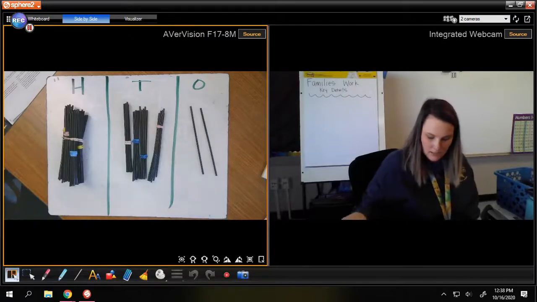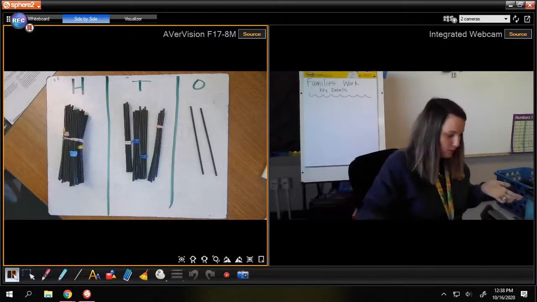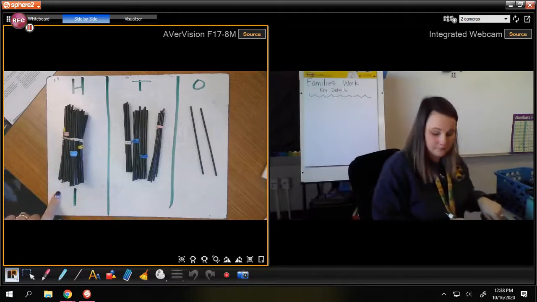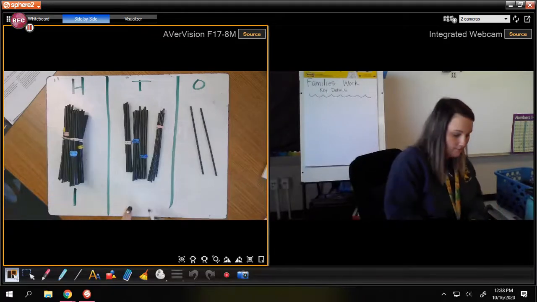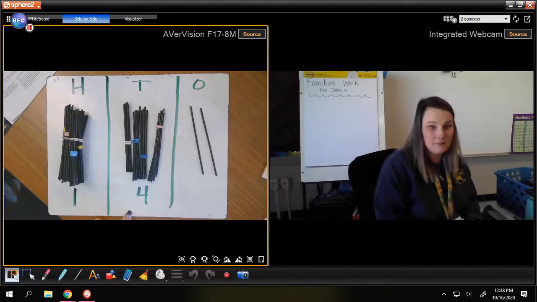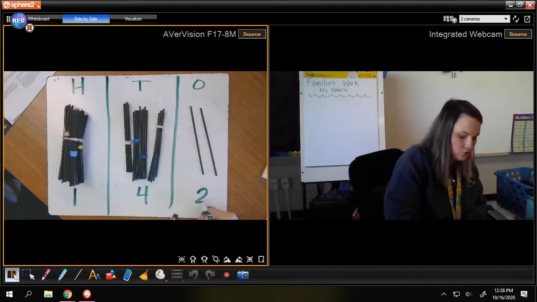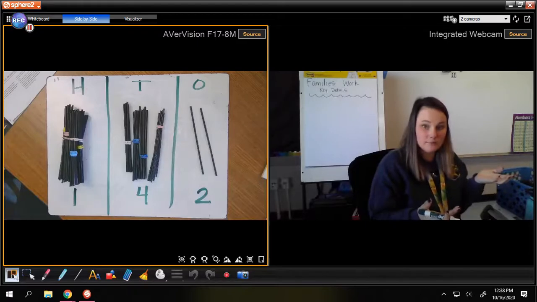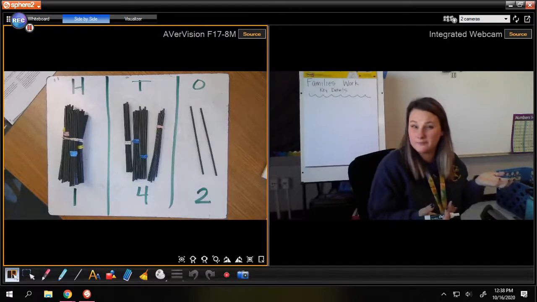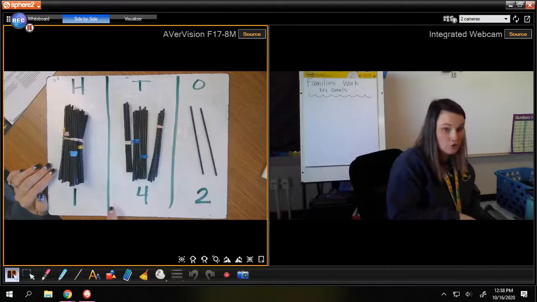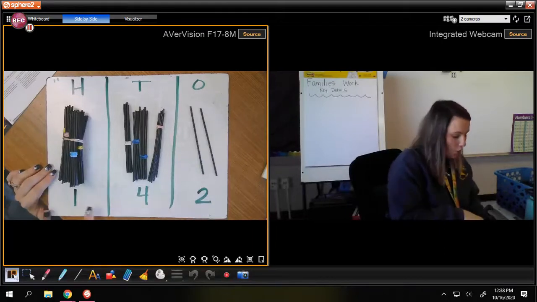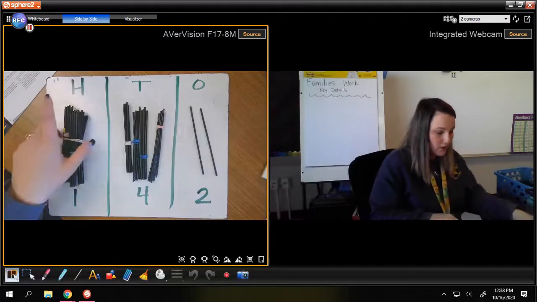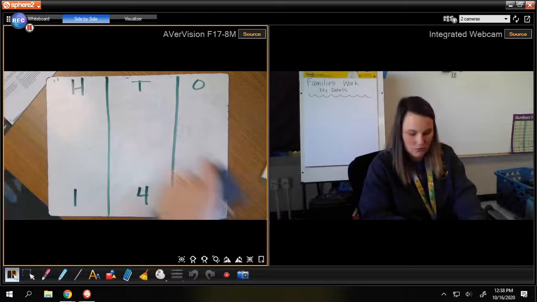So now, how many of each unit do we have? We have 1 100. We have 4 tens. And we have 2 ones. What number does that represent? Can you say it? Say 142. Let's say it all together. 142. All right, now we're going to break it into unit form.